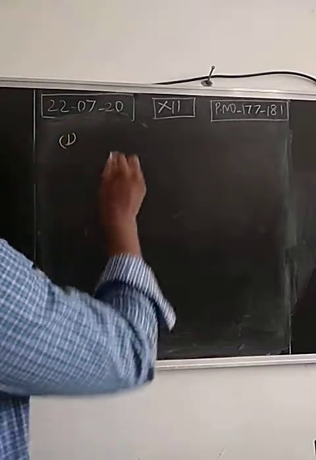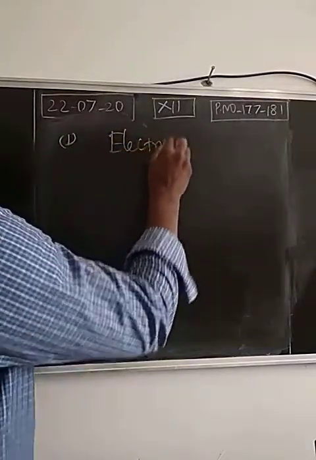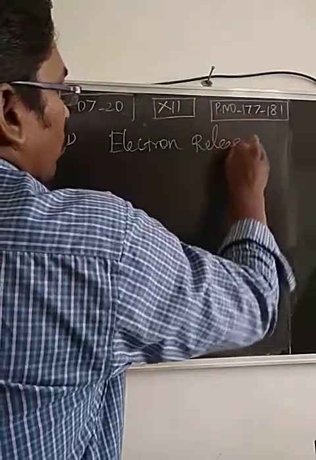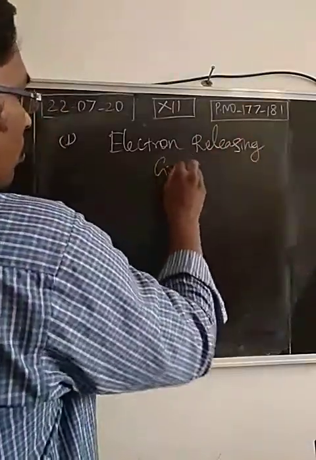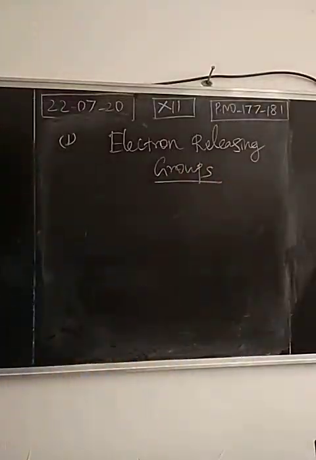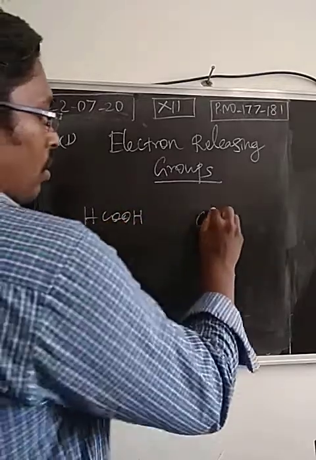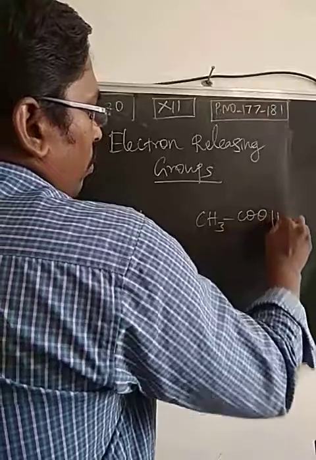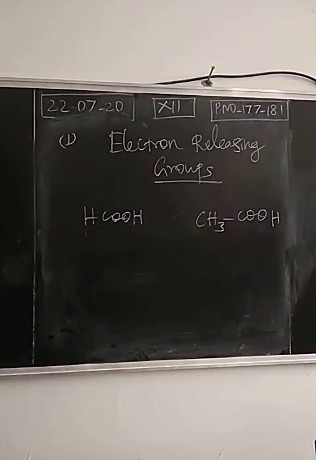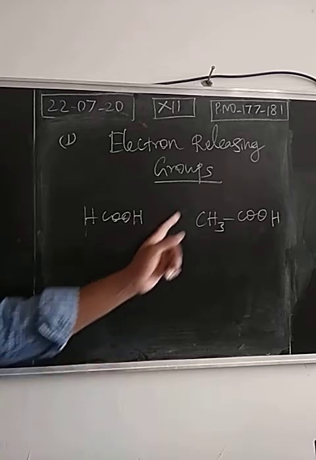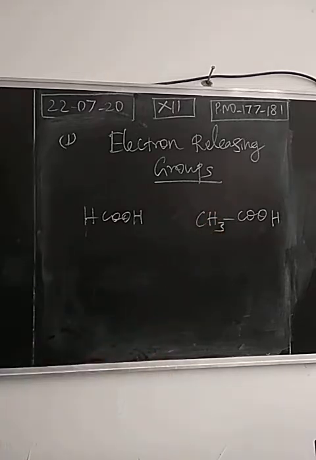Now, what are the other factors that influence the acidic nature? In a carboxylic acid compound, what are the other factors which influence acidic nature? First, we take electron releasing groups. Take formic acid and acetic acid. We can compare the acidic strength of these two carboxylic acids based on the group attached to the carboxyl carbon.